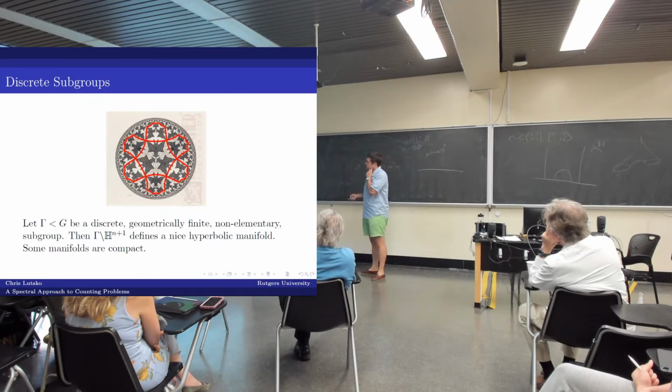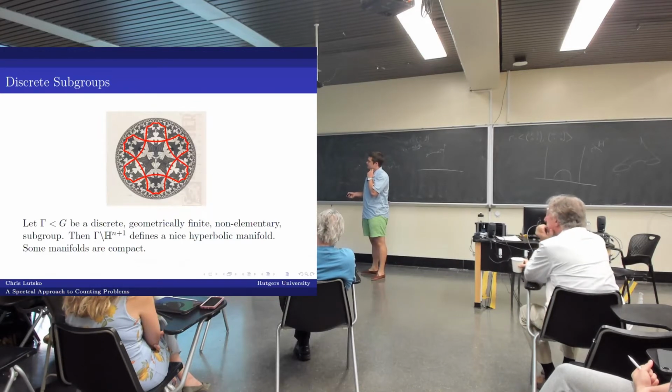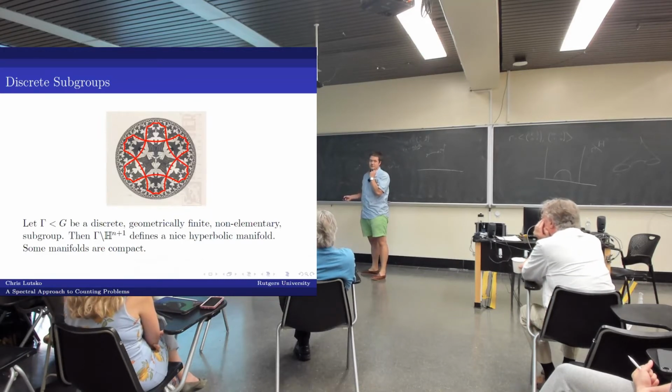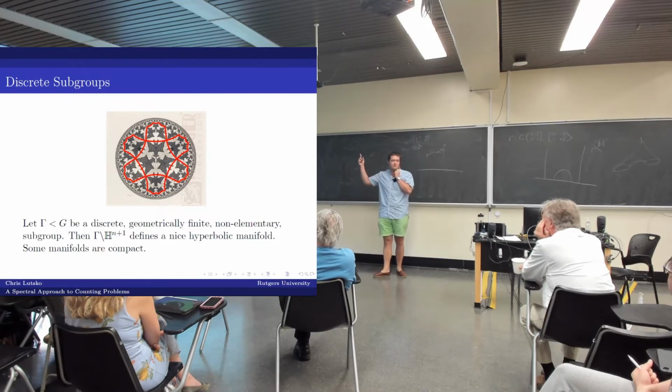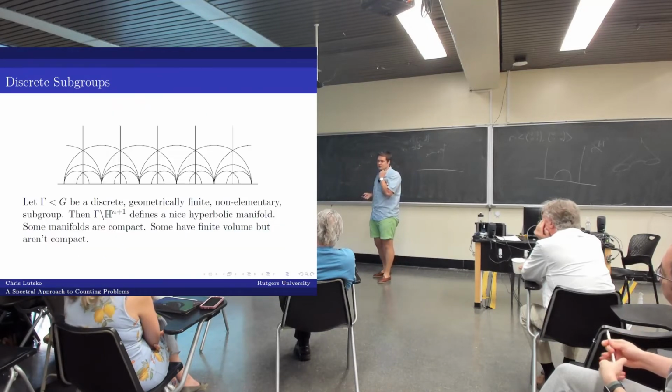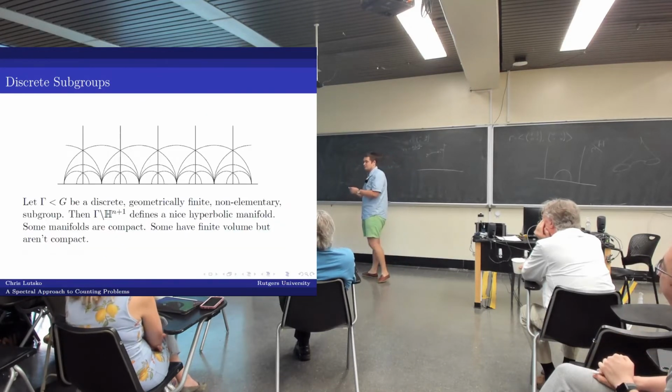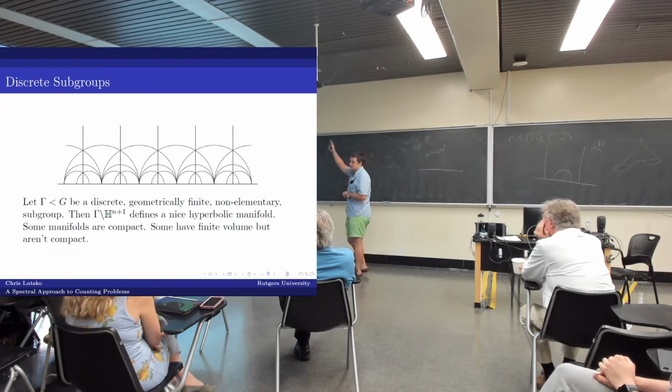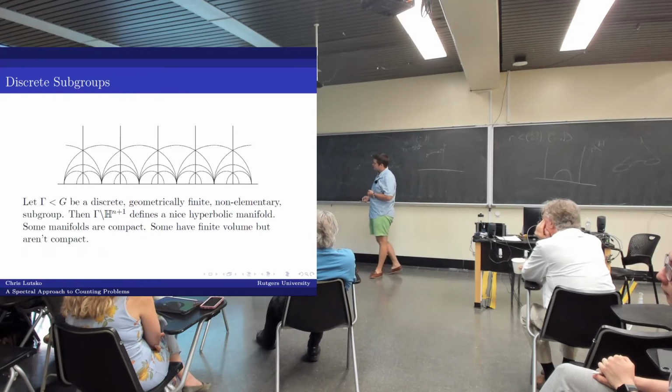Some manifolds have finite volume, but they aren't compact. So here's an example. It's the modular surface, with SL2(Z) as my subgroup. It's not compact because I'm picking up the cusp. But it is finite volume because my metric shrinks to 0 as I move up.